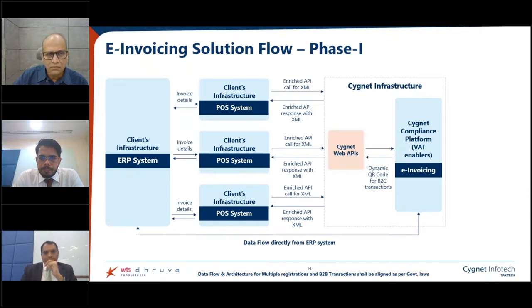When we talk about a short-term goal, which is phase one, though the solution that we are providing will be future-proof, just for simplicity of explanation, I'll first explain how the phase one integration would happen. Here we can see that there will be a central system, which we call a compliance platform, and it will be handling your e-invoicing compliances as a whole. That system has web APIs and a lot of other integrations right out of the box, so that it easily integrates with the POS terminals and the POS software that you have, as well as the ERP systems that you have in place.